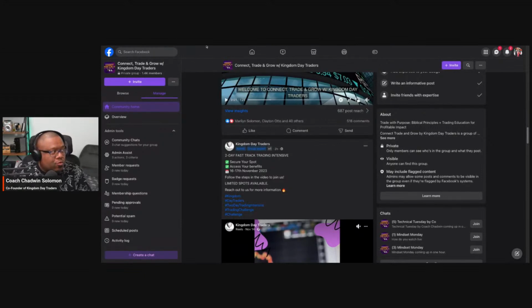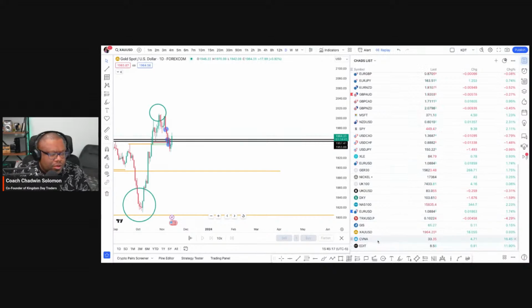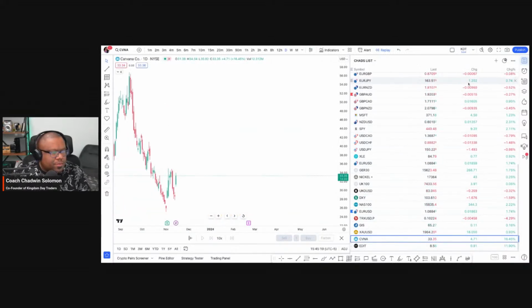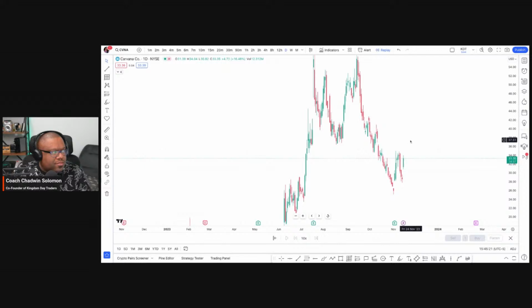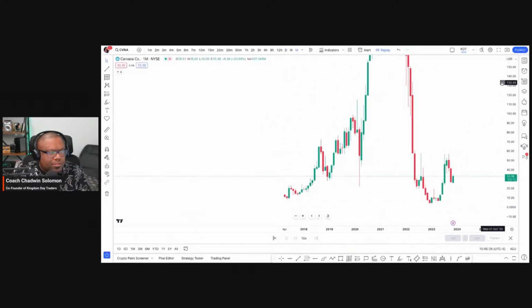So let's move over to some of the things that you guys have been trading and have sent in. Okay. First time coming here, I don't even know what this is. I just added it onto my chart now. Let me see where we are at.